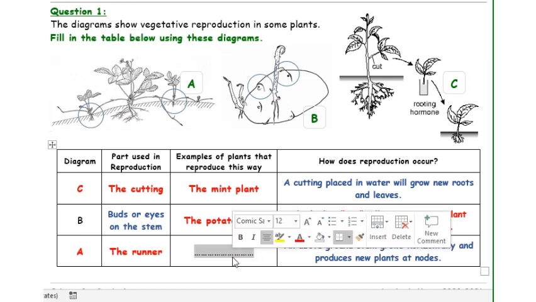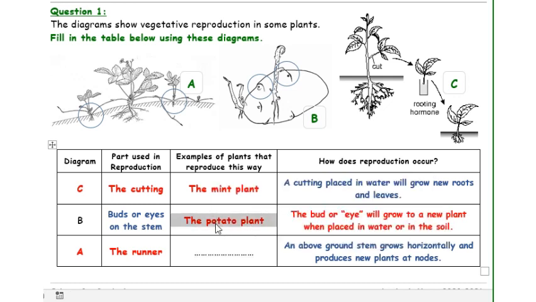What is an example of plants that reproduce this way? I'll say the strawberry plant. So again, the above ground stem of the strawberry plant grows horizontally and produces new plants at nodes. So these two are called nodes.